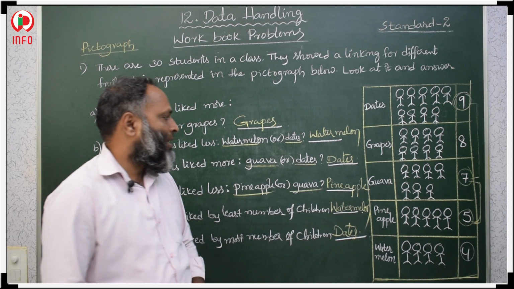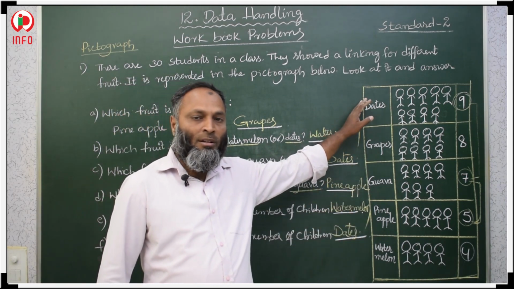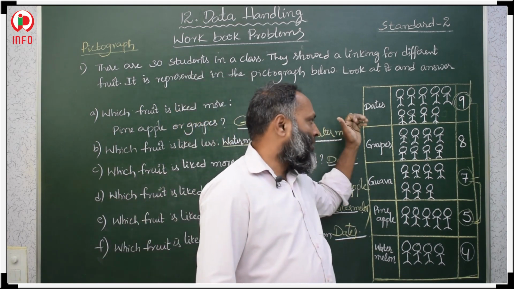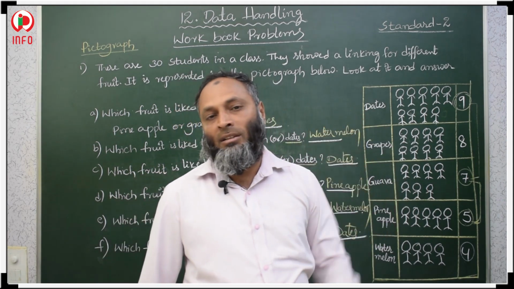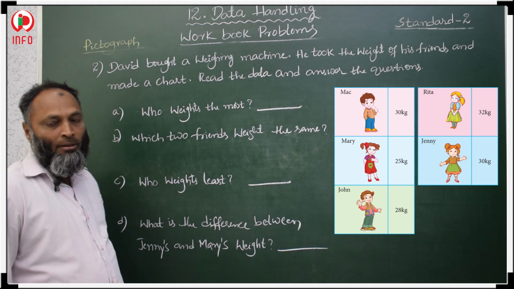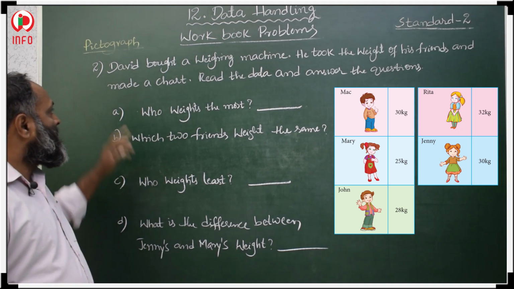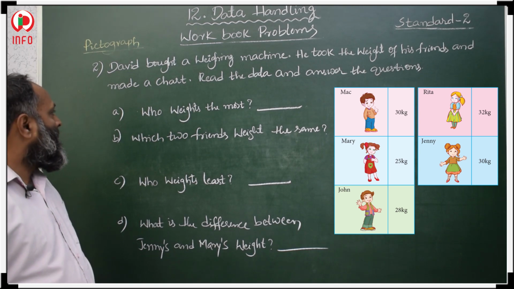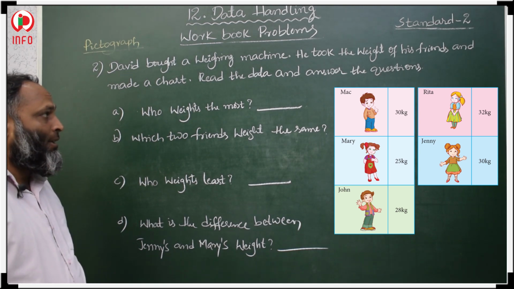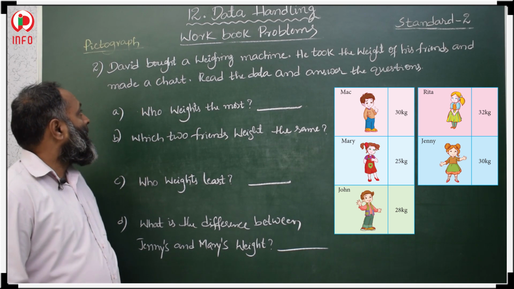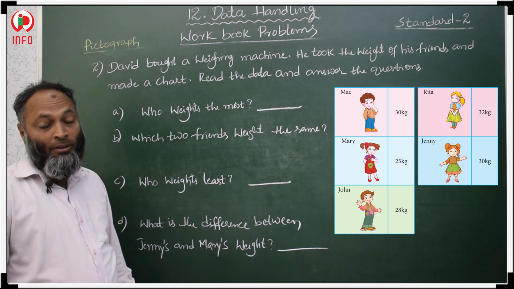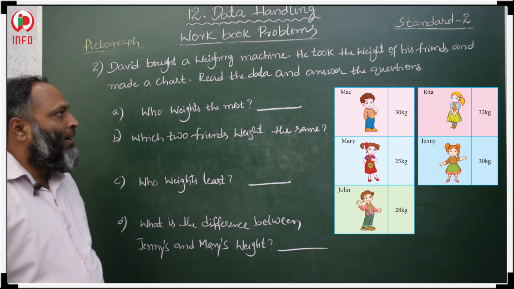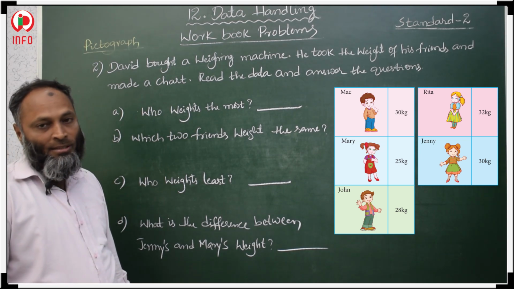Okay, so these are the answers. The given information from the pictograph, first we should understand. And after that, read the question and answer. Okay, students. So in a pictograph, second question. See here. So David bought a weighing machine. So he took the weight of his friends and made a chart. So read the data and answer the question. So he bought a weighing machine, and after that, what did he do? So he weighs his friends.